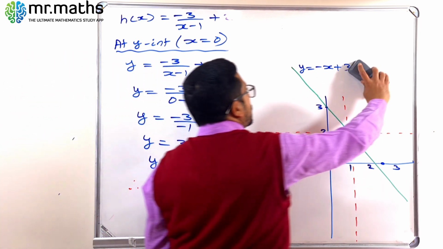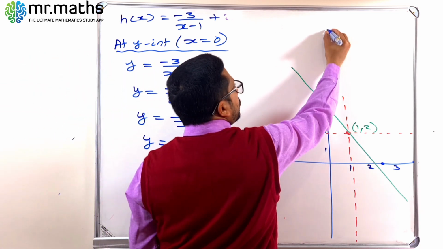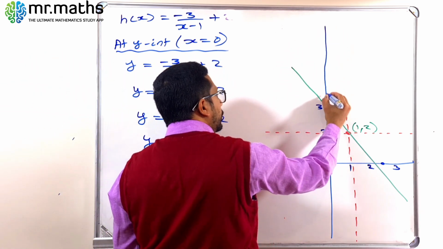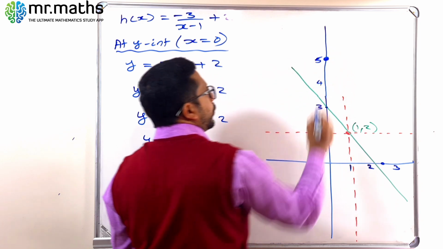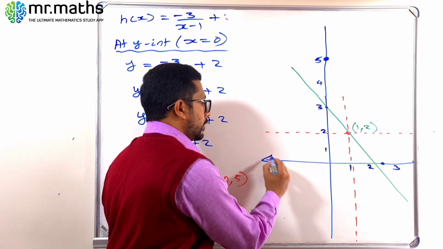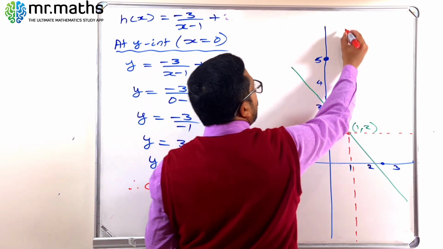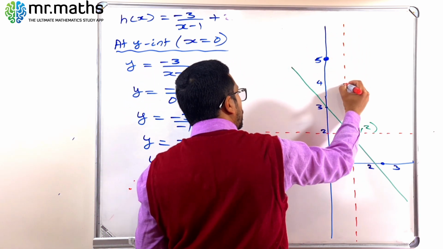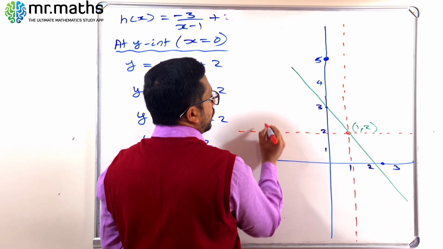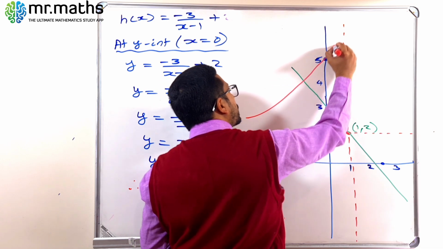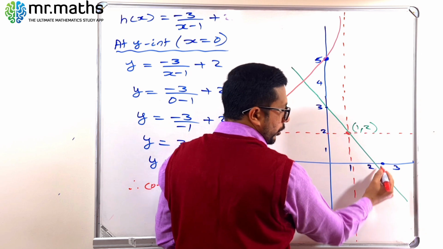Let me erase this equation. This is 4, this is 5. This is the point, x is 0, this is the x-axis. So x is 0, y is 5. Let me extend these asymptotes. One point is here and the other point is here. So it means that the graph is like this. This is the asymptote and the other point is this one, 2.5.